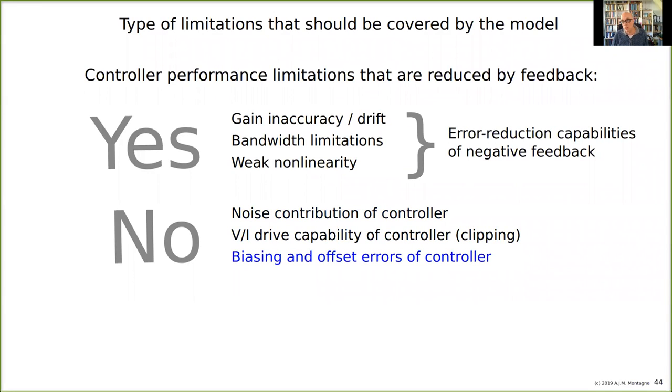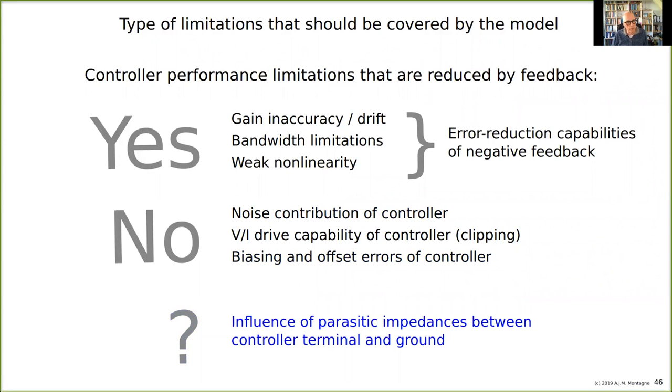Biasing and offset errors, as we have seen in the previous lecture with biasing, are basically the same as noise errors. It's only, let's say, a distribution over an ensemble instead of over time, but you can treat them in the same way as we have seen. So the influence of biasing and offset errors of the controllers is not reduced by means of negative feedback. And then we have a few things that may be questionable. What about parasitic impedances between the controller terminals and ground? How do they affect the transfer? Well, this is something we will study in specific examples, and there are also some examples in the book. So this is the first presentation.